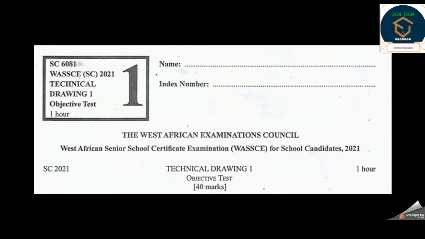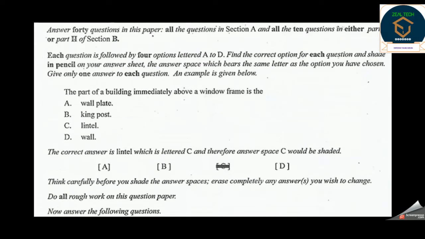As we progress, you will notice that you're going to encounter some other instructions, like this one that just appeared on the screen, giving an example of a question you need to answer. They showed you how you have to shade it. The question says a part of a building immediately above the window frame is. Since the correct answer is lintel, they shaded it like this, meaning you should not shade outside this area. Just shade it as they wanted it.